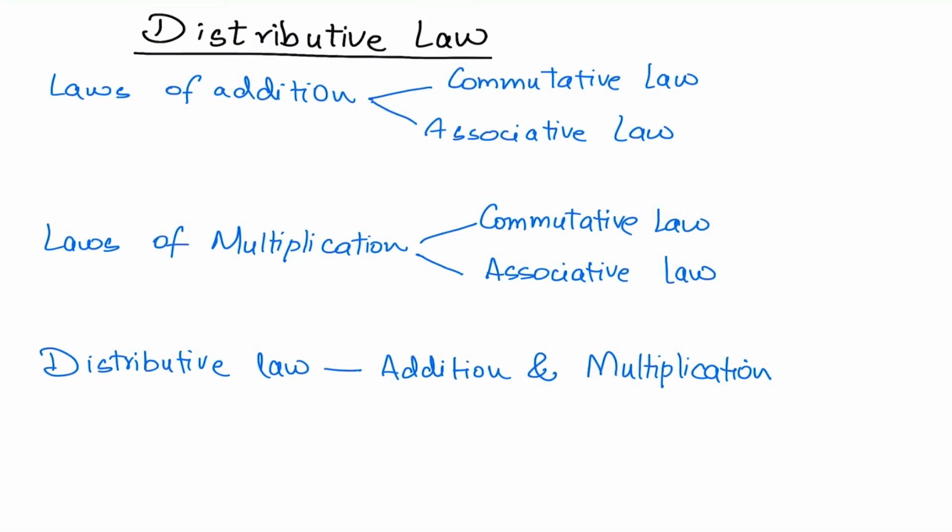If you remember from the video on laws of addition, we had two laws on addition. The first was the commutative law and the other was the associative law. In the first part of this video, we studied laws of multiplication that included the commutative law and the associative law. Each of these laws applies only to addition or only to multiplication. That means the commutative law can be applied to addition and to multiplication. Similarly, the associative law can be applied to only addition and only multiplication.